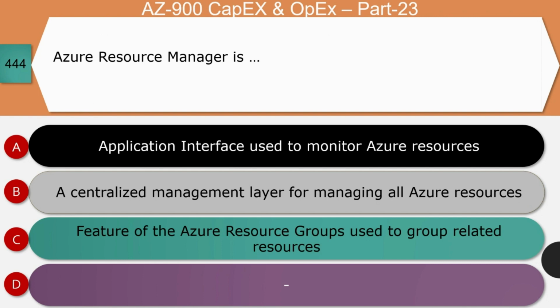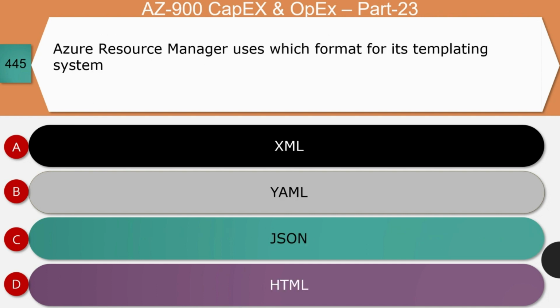Next question: Azure Resource Manager is option A, an application interface used to monitor Azure resources. Option B, a centralized management layer for managing all Azure resources. Option C, a feature of the Azure resource group used to group related resources. The options are all very close to each other. However, the right and most appropriate answer is option B. Let's see the reason. Azure Resource Manager is a GUI based tool used as a centralized management layer for managing all Azure resources. And so option B is the correct answer.